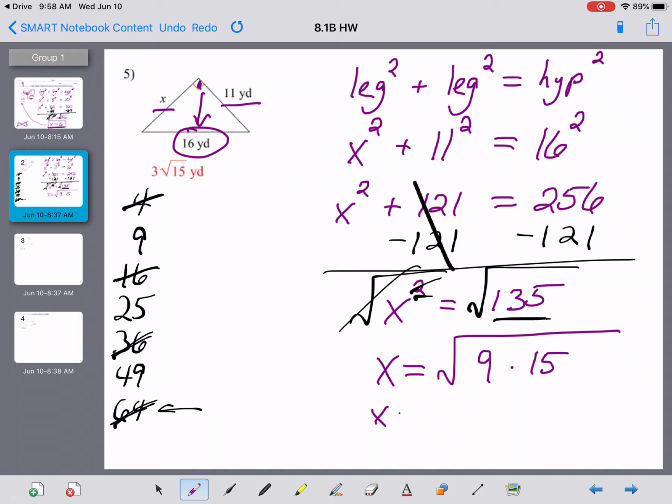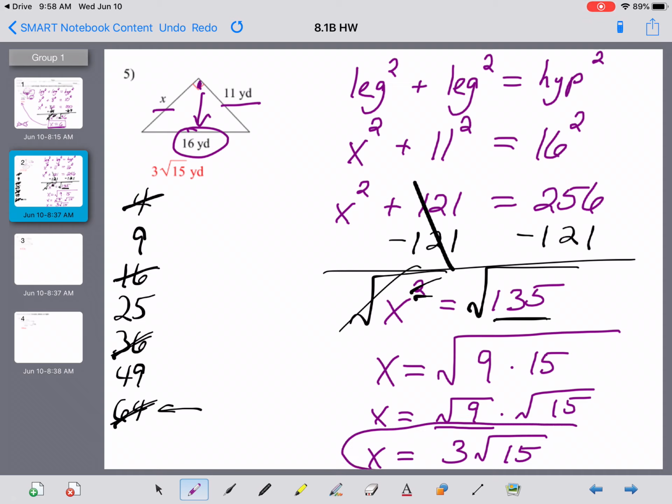So, second to last step, we split this up into the square root of 9 multiplied by the square root of 15, and this square root of 9 can be evaluated. The square root of 9 is 3, and the root 15 just tags along. So there's our answer right there, guys. X was equal to 3 times the square root of 15.